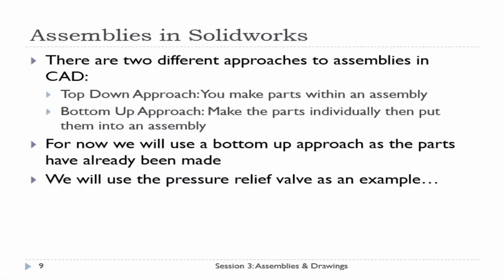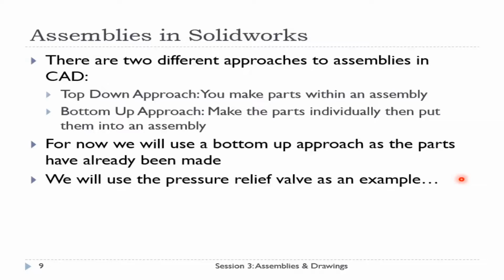Okay, let's start with the assemblies. So assemblies are effectively a collection of parts in a single model. In general, there are two different assembly approaches that can be mentioned in CAD. The top-down approach, basically you make the parts within an assembly. So you first decide on the higher level system and then you break that system down into individual components. The other approach is called the bottom-up approach. In this one, you first create the parts individually, then put them together into an assembly model. So for now, we will only use a bottom-up approach as the parts have already been made.